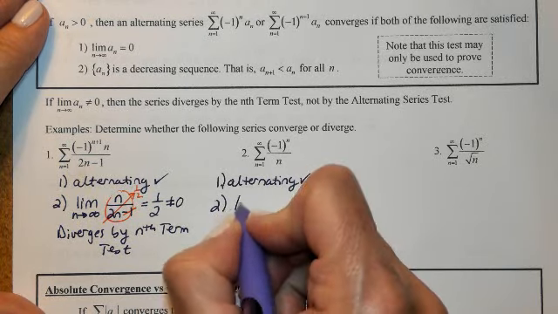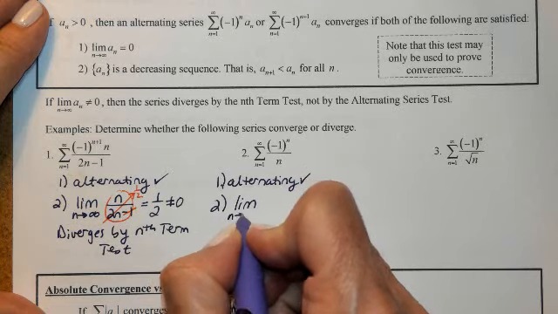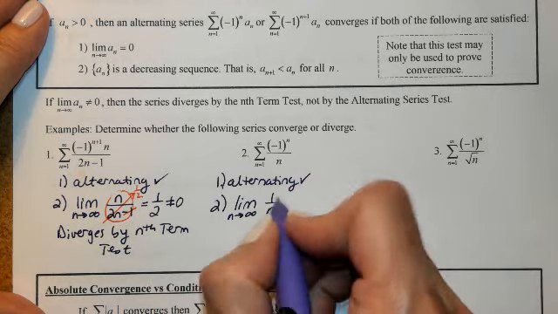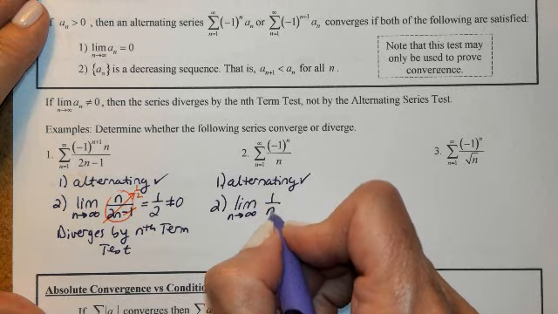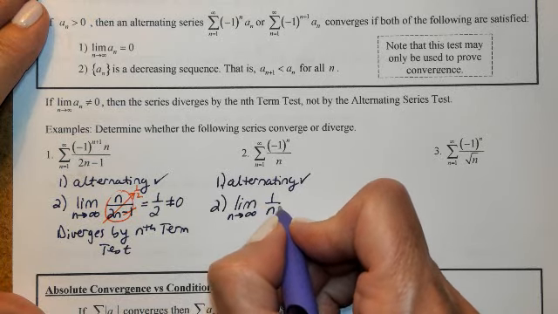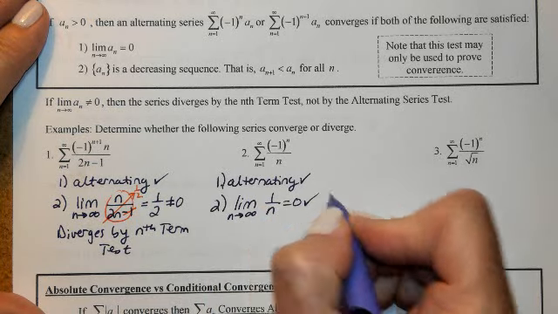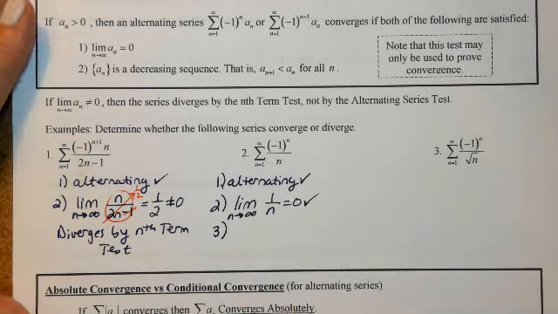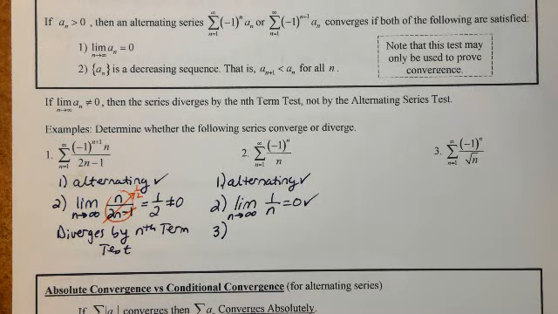Okay, is the limit, if we ignore the -1, is the limit 0? Sure is, because this goes 1 over something going to infinity, goes to 0. Check. Step 3. Is the magnitude of the terms decreasing? Is this a decreasing sequence?